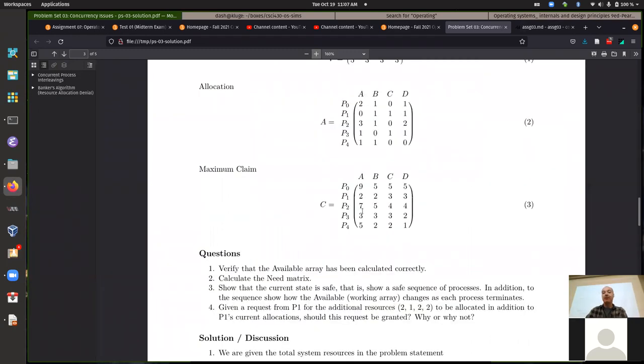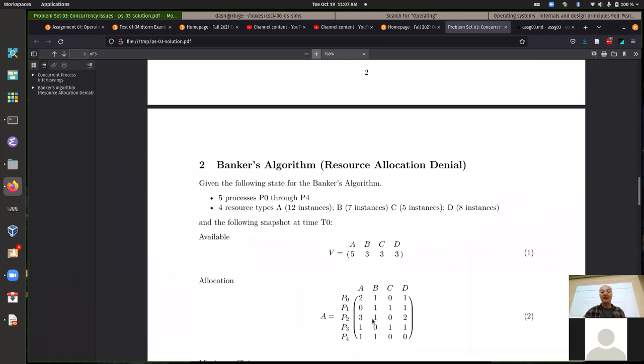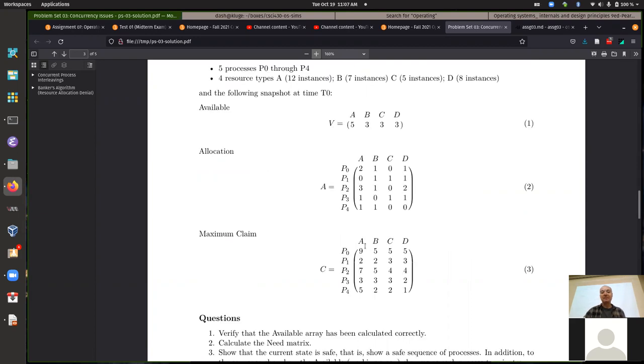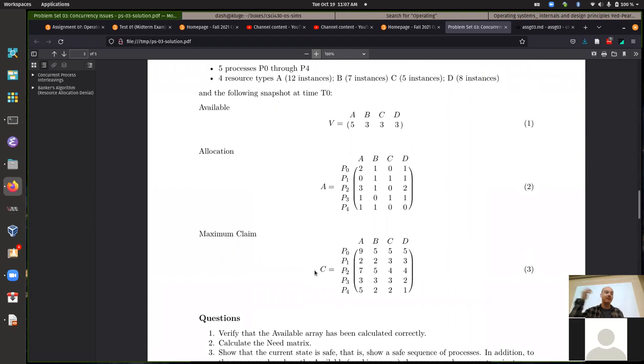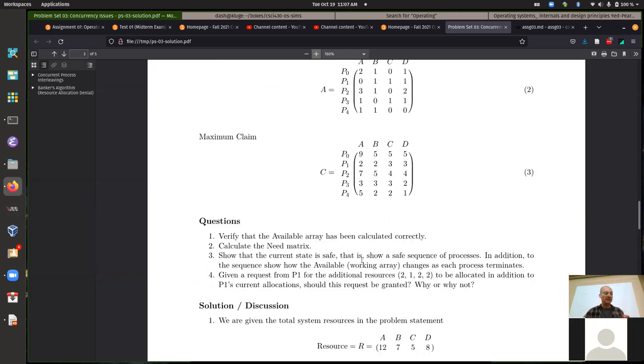That's actually a problem for process initiation denial, where the claims can't exceed the total resources we actually have in the system. But for resource allocation denial, you can have claims that go above it. It's just that for any particular individual request, we make checks for safe versus unsafe state.